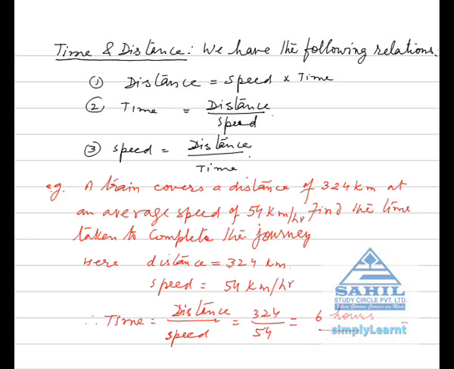For example, a train covers a distance of 324 km at an average speed of 54 km per hour. Find the time taken to complete the journey. Here, distance is 324 km, speed is 54 km per hour. Time is equal to distance divided by speed, that is 324 divided by 54, that comes out to 6 hours.